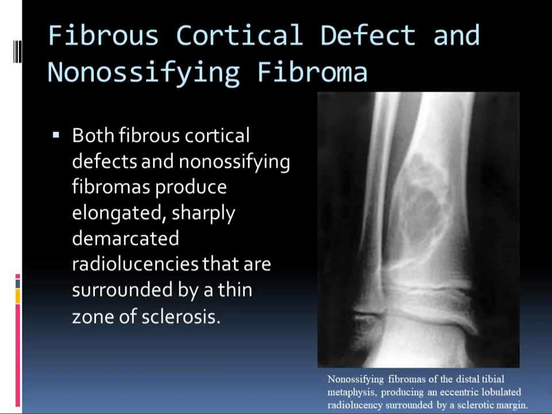Yes, I will show you this one. Both the fibrous cortical defects and non-ossifying fibromas produce elongated, sharply demarcated, radiolucent lesions that are surrounded by a thin zone of sclerosis. See, here it is elongated and sharply demarcated, but you cannot see lobules. Lobules are different. So here you are not seeing any lobule.